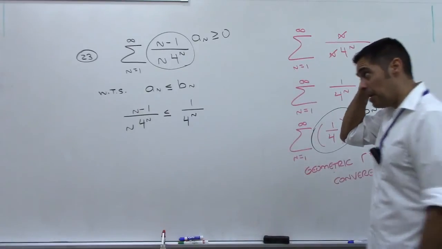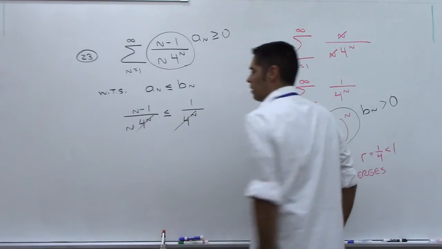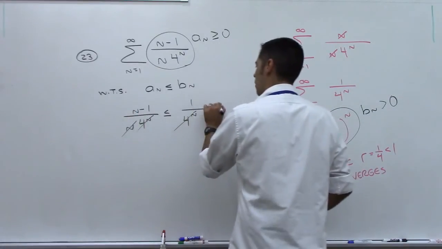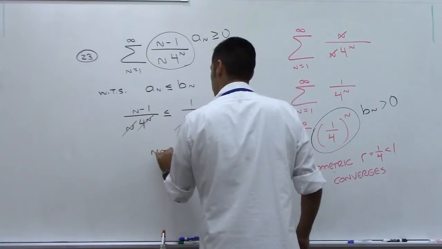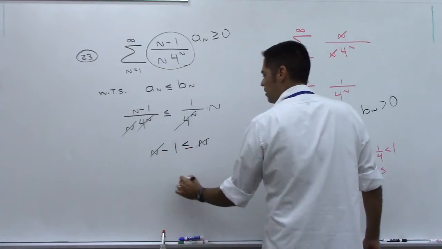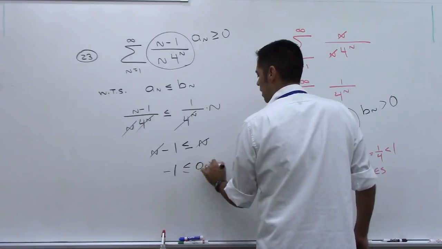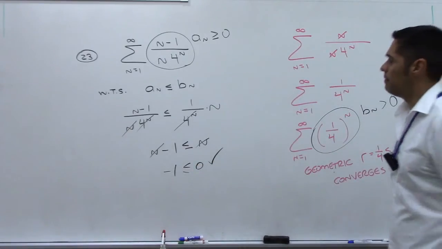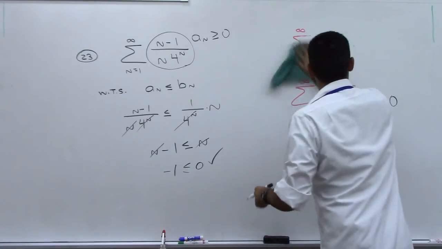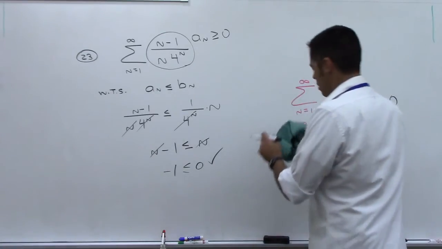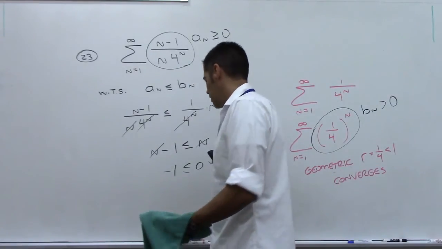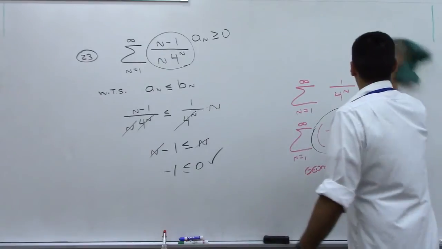Let's multiply both sides by 4 to the n. Let's multiply both sides by n. And we get n minus 1 less than or equal to n. Subtract n on both sides, we get negative 1 is less than or equal to 0. That's true. So this holds. Therefore, my conclusion is that my original series converges by comparison test.